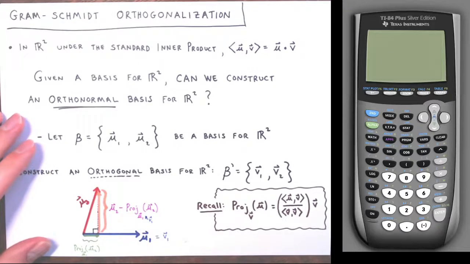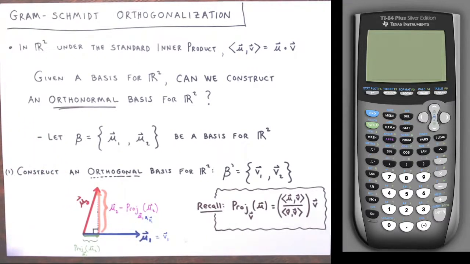Right. And there you have it. These two vectors are going to form an orthogonal basis for R2. There's two of them, and they would be orthogonal. Their inner product, their dot product, would be 0.